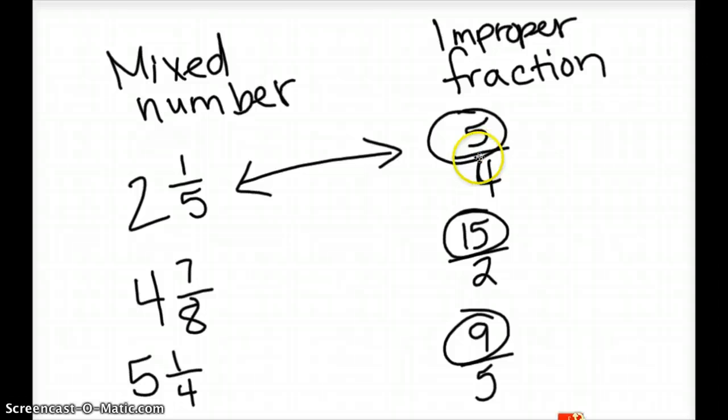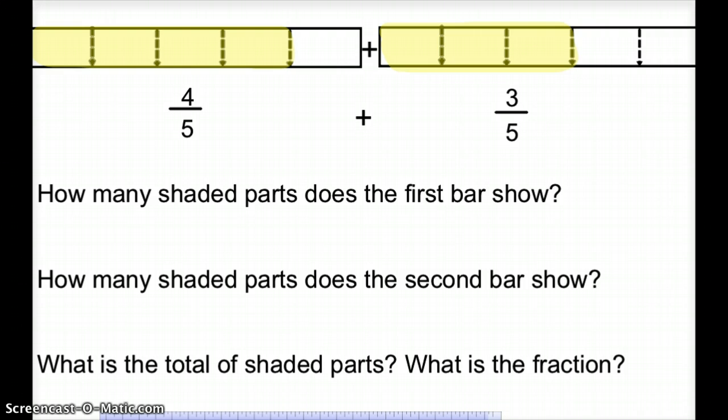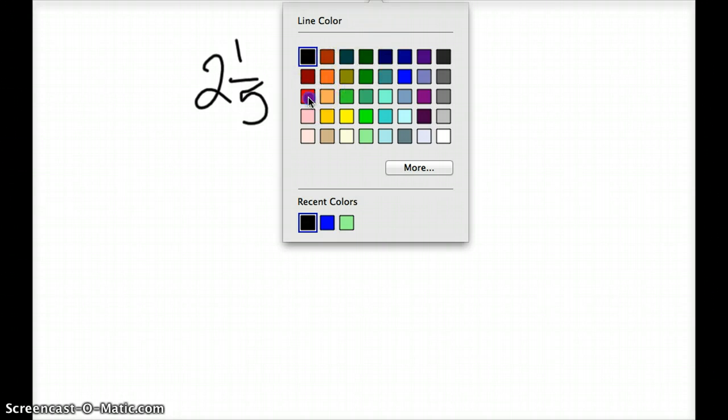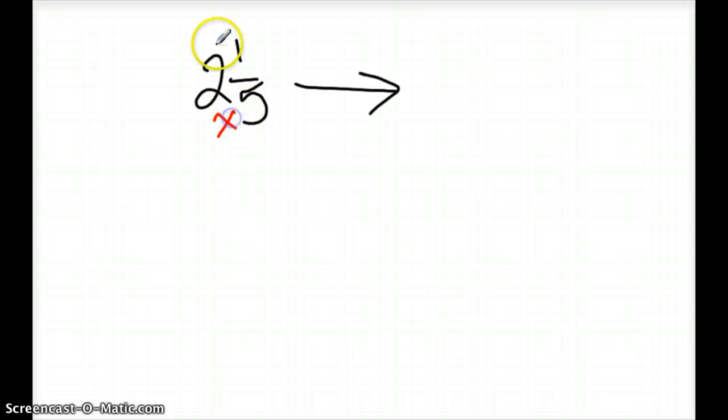So we can make an improper fraction into a mixed number, and we can make a mixed number into an improper fraction. So if I were changing 2 1/5 into an improper fraction, I know that I multiply and then I add. So I do 5 times 2 is 10, plus 1 is 11/5.